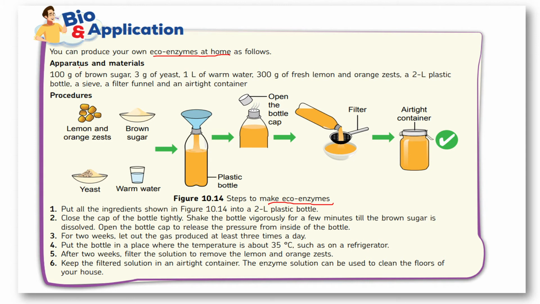You look at the apparatus and the materials needed, like brown sugar, yeast, warm water, fresh lemon, orange zest. These are the materials that are easily available. So you can try this.